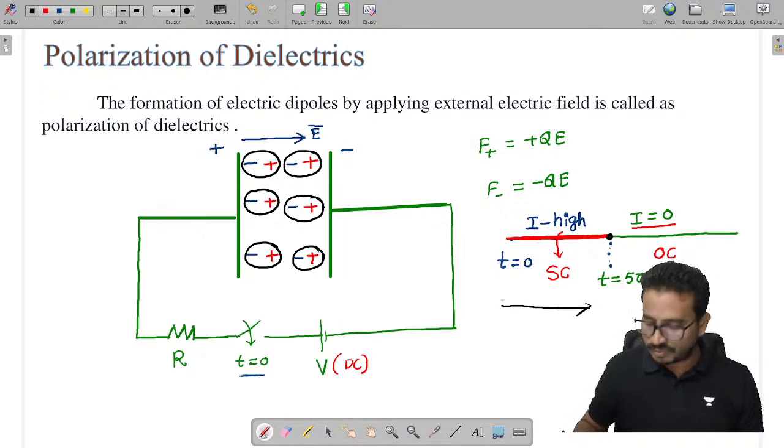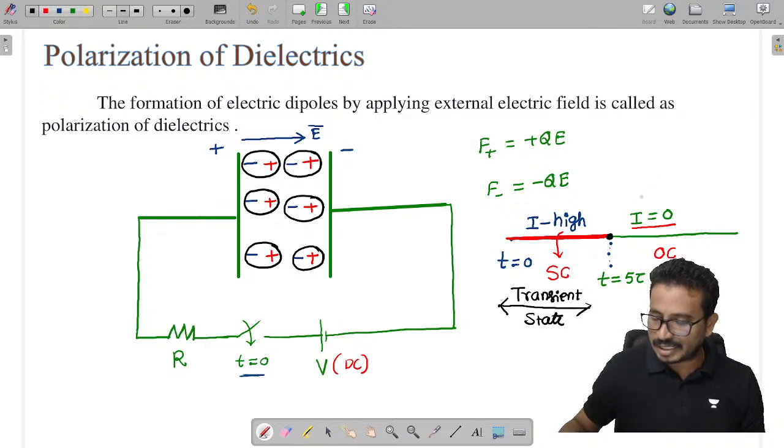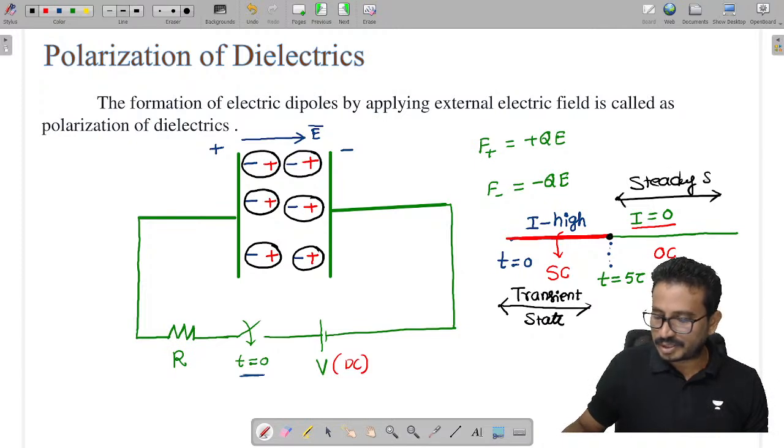That's why we call it so. Up to 5 tau, we have this scenario, which we call a transient state. Yes, and this state from here to here is called a steady state.